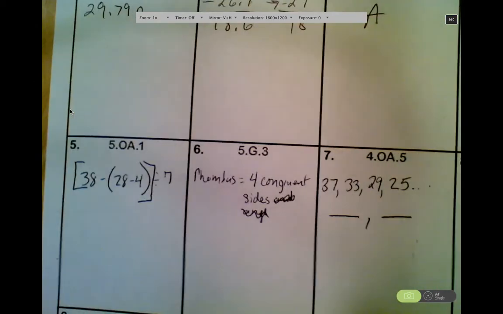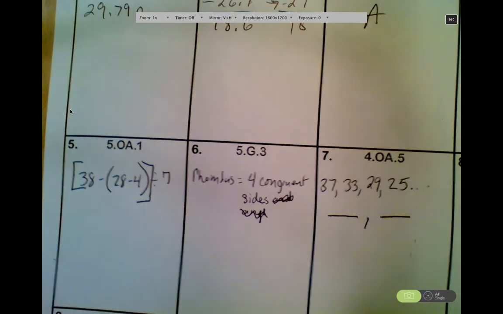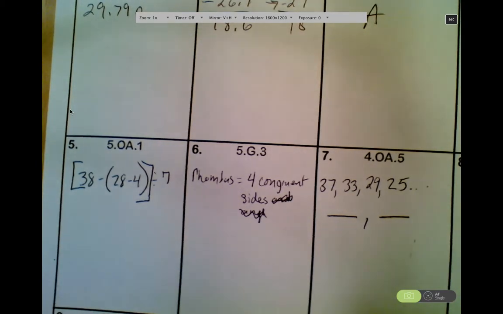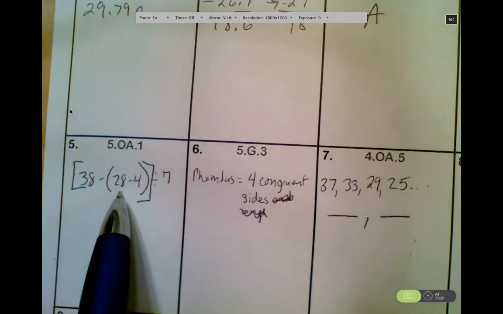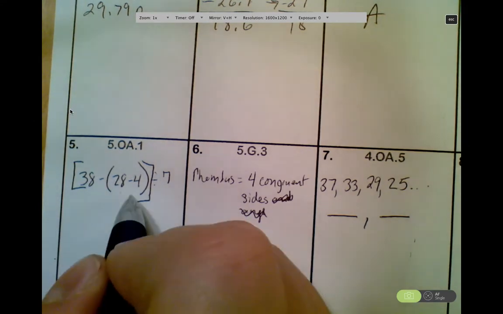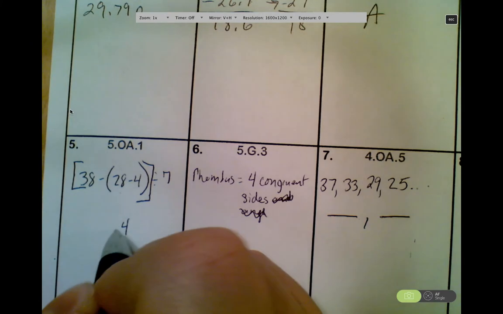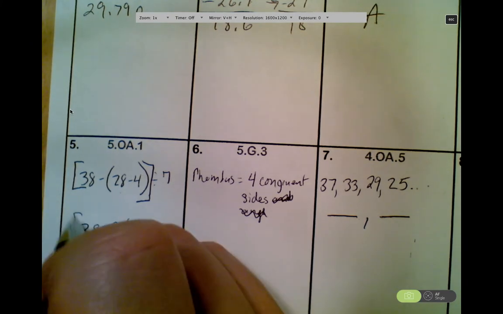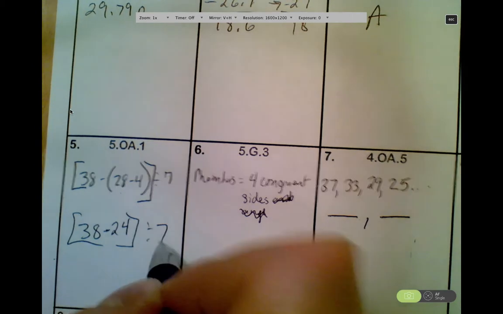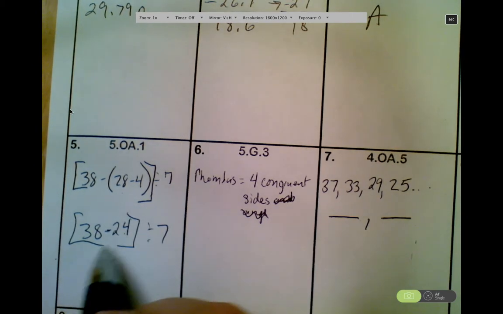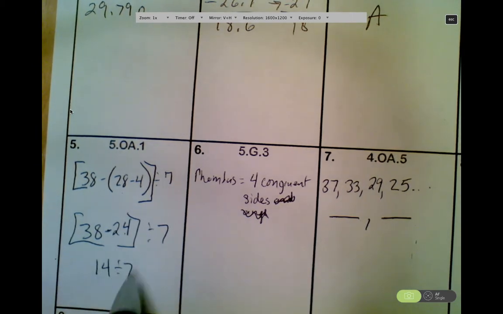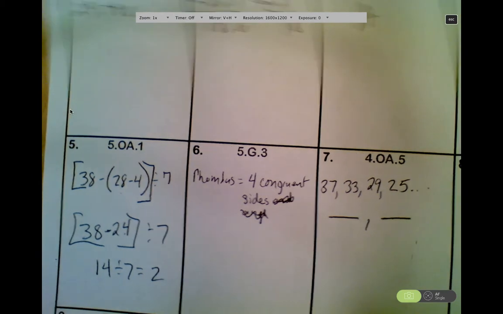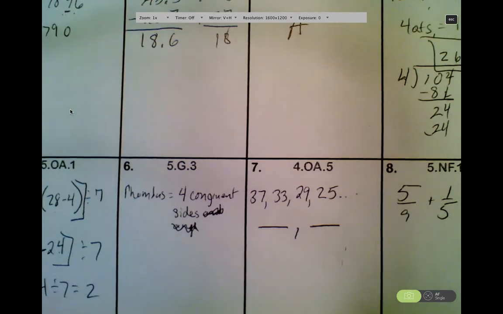Number 5, I got some more order of operations with some brackets and some parentheses. We'll do the parentheses first. It's 28 minus 4. Let's see, that's going to give us 24. And we got 38 minus 24, then divide by 7. That gives us 14 divided by 7. It's 2.